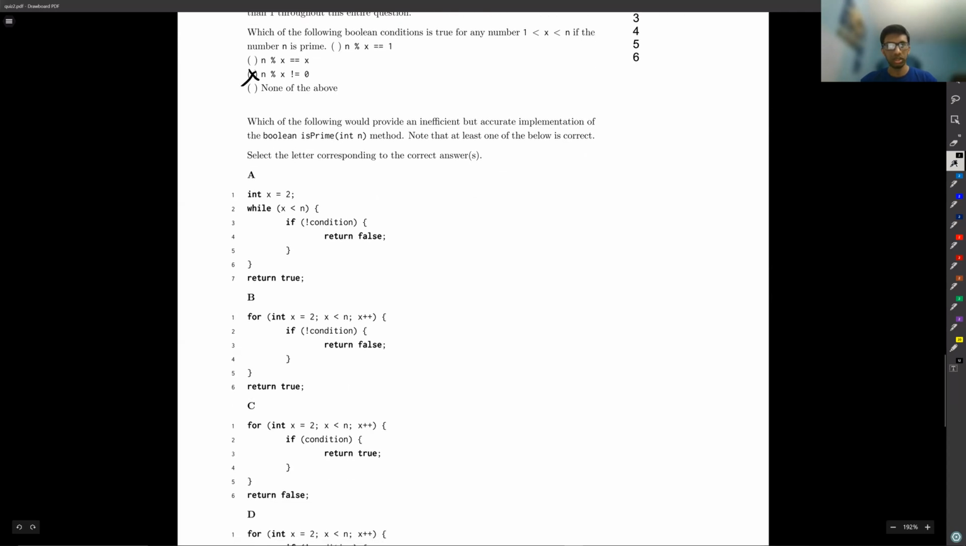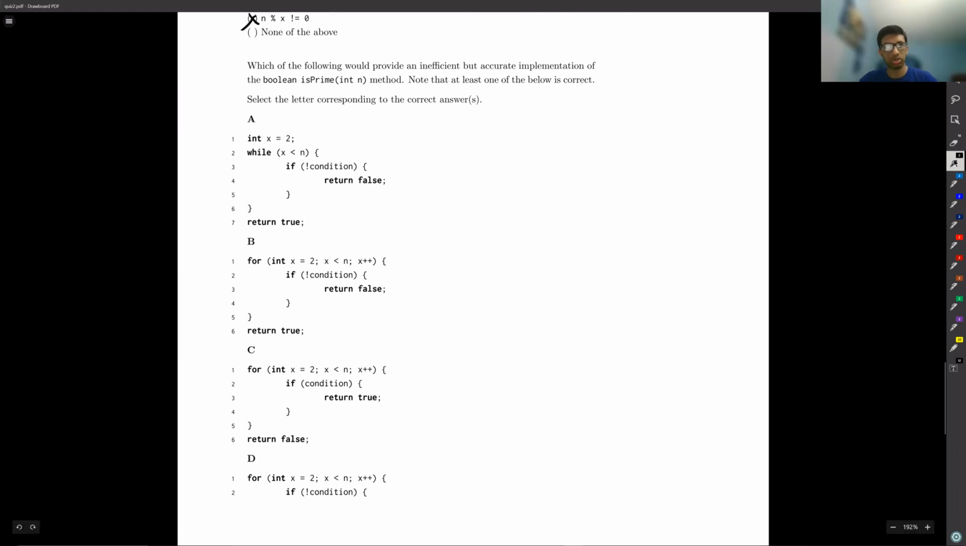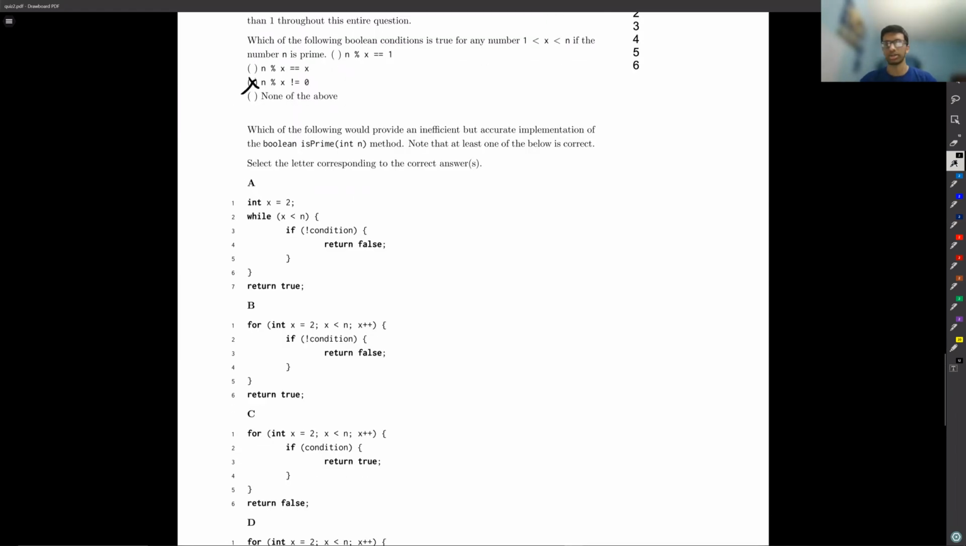So I'm looking at this question, and it says we want to now implement this. It could be inefficient, but it needs to be accurate. Okay, so it needs to be right. At least one of the below is correct, and we need to select the letter corresponding to the correct answer. Okay, so I'm going to go ahead and write the condition that we had before. And that condition is n mod x is not equal to 0. And then if I take the not condition, that's going to be, well, n mod x is equal to 0. So this will just be useful when we approach these questions below.